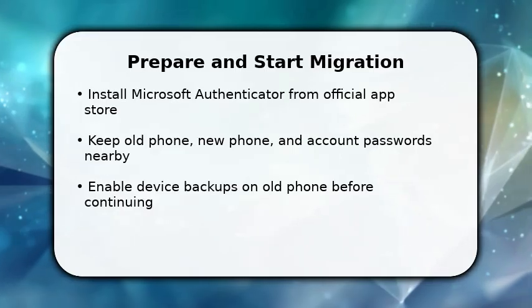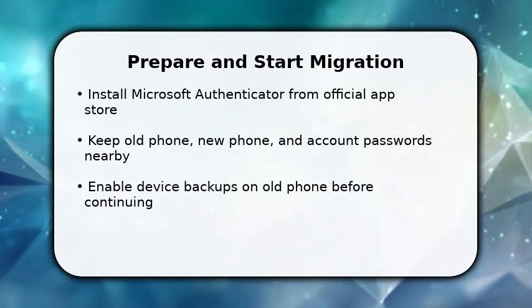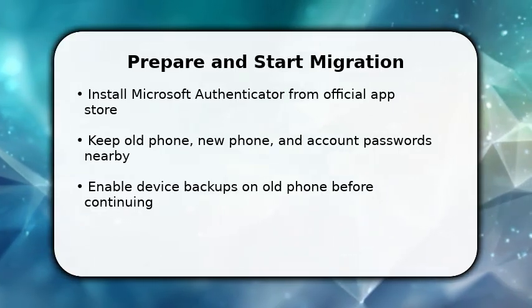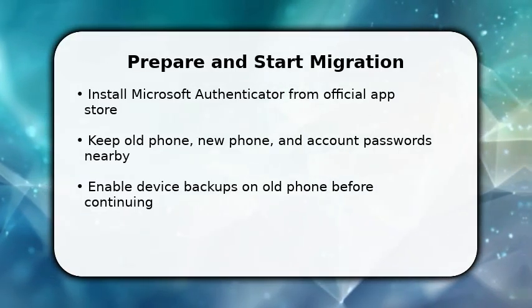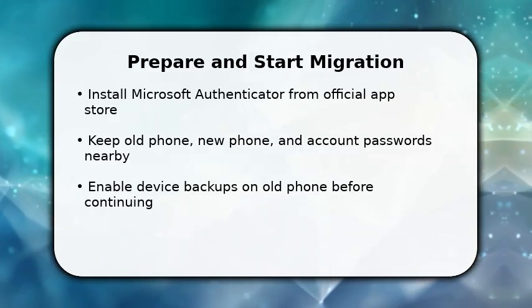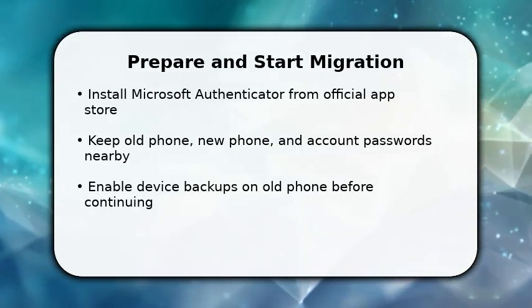You start by preparing both devices and confirming backups. On your old phone, open Authenticator and verify cloud backup is on so your accounts export. This preserves codes and credentials.